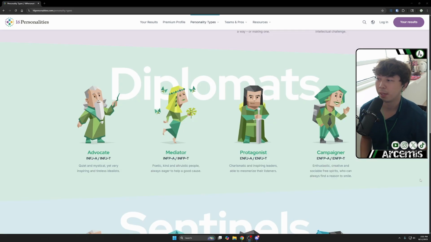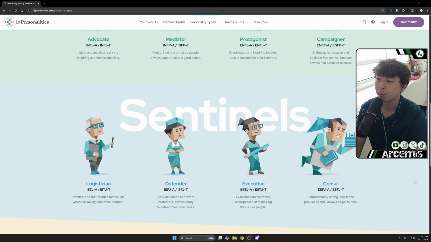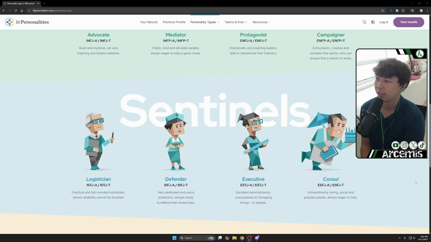Now we got the diplomats. So they got the advocate, which is a quiet and mystical, yet very inspiring and tireless idealist. Mediator, poetic, kind, and altruistic people, always eager to help a good cause. Protagonist, charismatic and inspiring leaders, able to mesmerize their listeners. Campaigner, enthusiastic, creative, and social free spirits who can always find a reason to smile. So that's the diplomats. Now moving on to the sentinels.